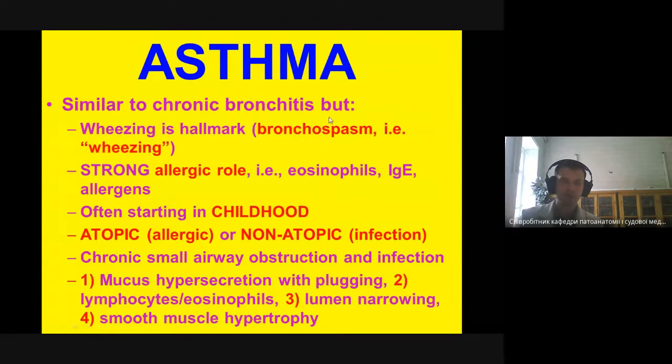Asthma, similar to chronic bronchitis, but wheezing is the hallmark. Bronchospasm, wheezing, strong allergic role with eosinophils, IgE, allergens, often starting in childhood. Almost nowhere in adulthood. Atopic or non-atopic with infection. Chronic small airway obstruction and infection. Mucus hypersecretion with plugging, lymphocytes, eosinophils, in the lumen.